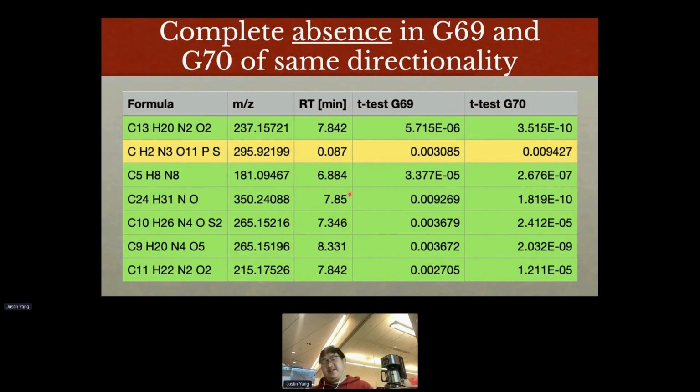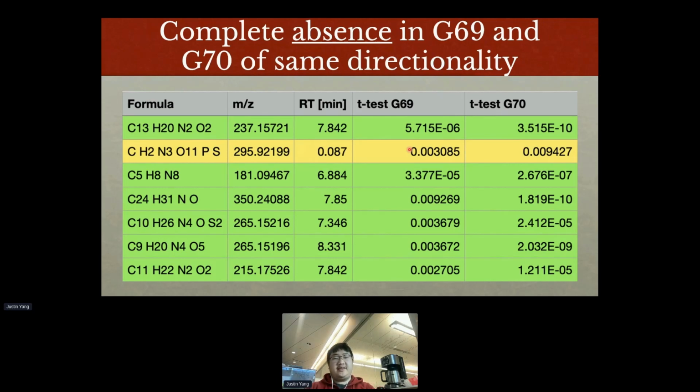Now, when producing the same analysis for two adjacent neighbor generations, in this case the last two, 69 and 70, what we notice is a complete absence in the same directionality, as shown by the different colors. And that means that if the experimentals were lower in one generation, it flips to become higher in the other generation.